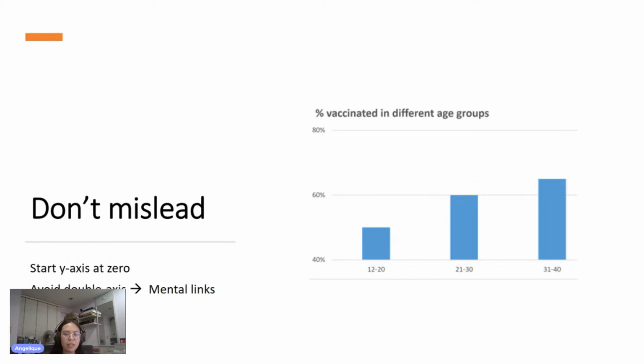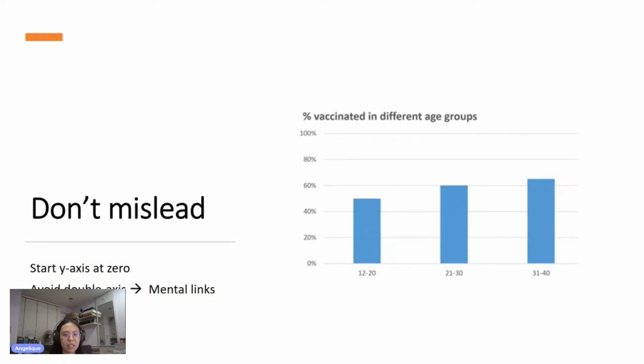Now, we also want to make sure that we don't mislead people. What are possibilities of how we mislead people? If I look at this graph of vaccinations across different age groups, it seems like there is a greater difference between the younger group as well as the older group. Now, if I show you this, you can see that the difference is actually a lot more minor.